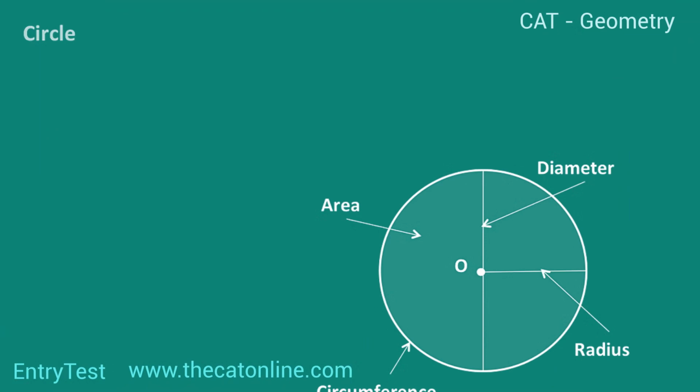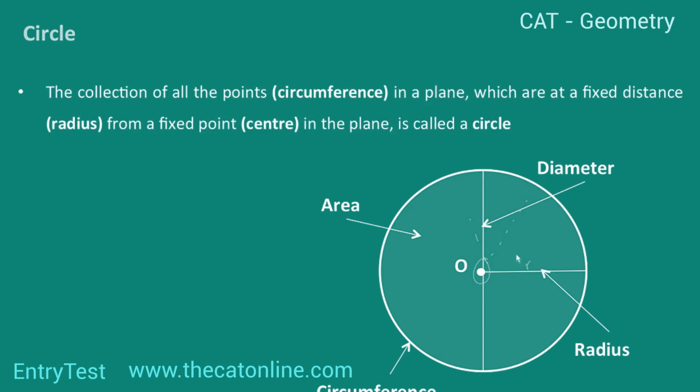Let's look at the figure which is there. Given a point O in the plane and a positive number R. The set of all the points in the plane that are at a distance of R units from this point O forms a circle. So, circle is a collection of all the points on a plane which are at a fixed distance, and that distance is your radius, from a fixed point, which is known as the center of the circle.